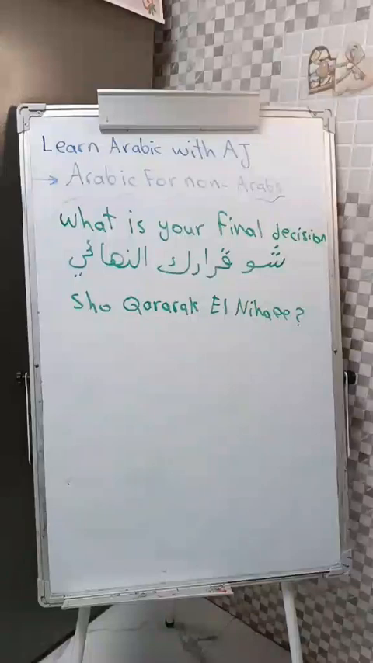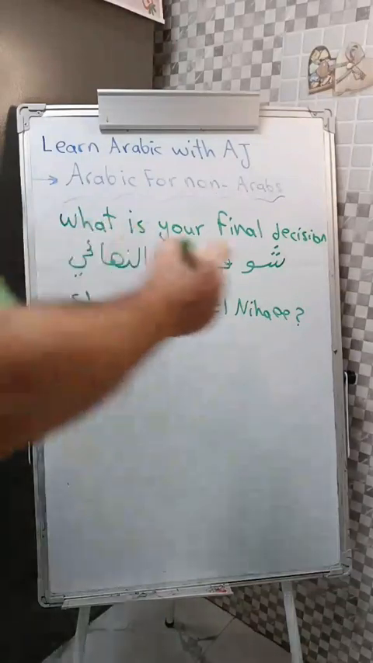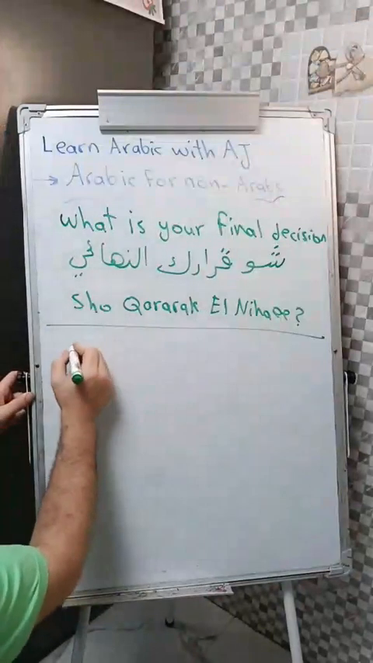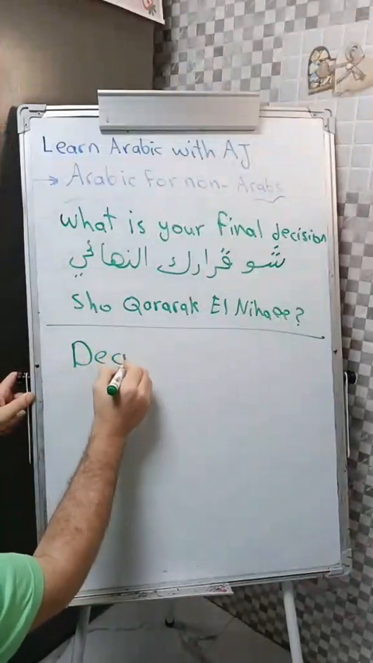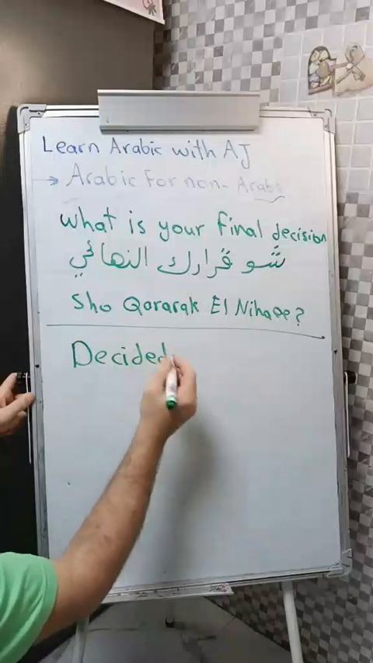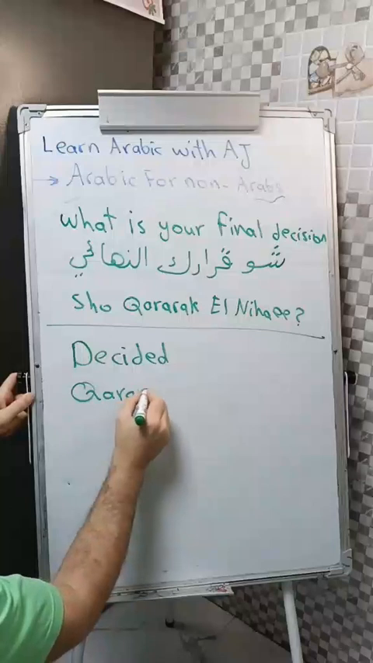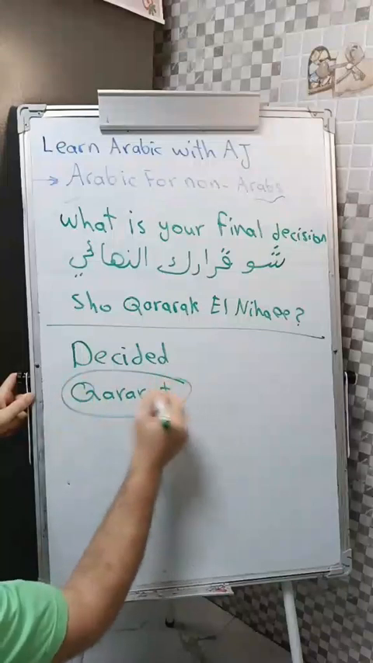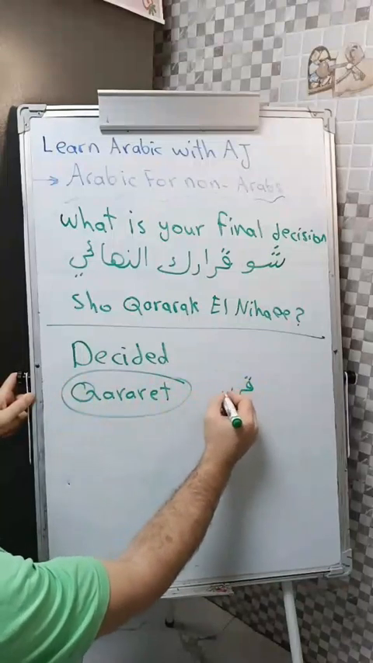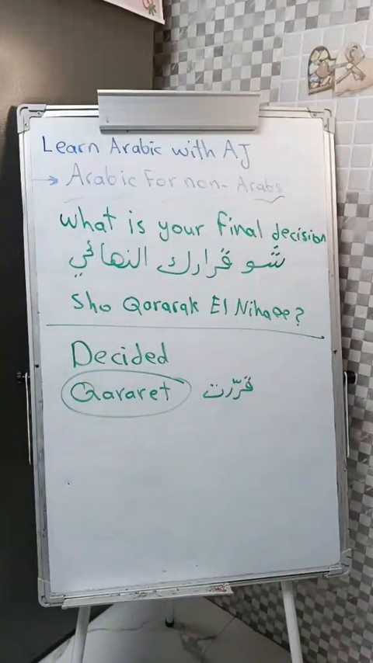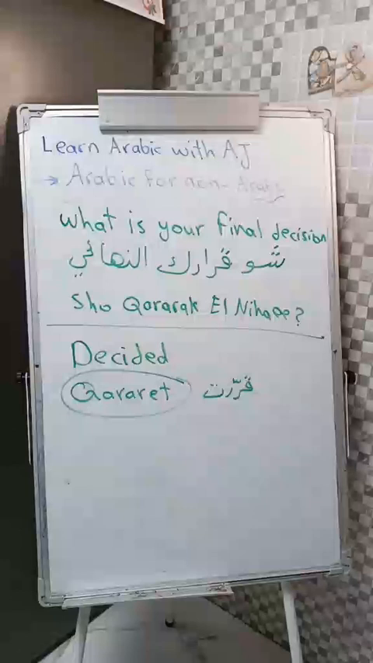Okay, let's go to the past form now, and instead of قرر, decide, we say I decided to quit TikTok. Decided, قررت. قررت means I decided. قررت, I decided to leave, for example, TikTok. قررت اترك.